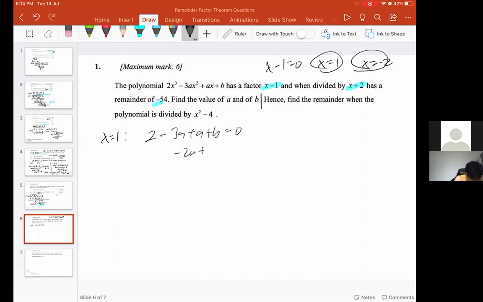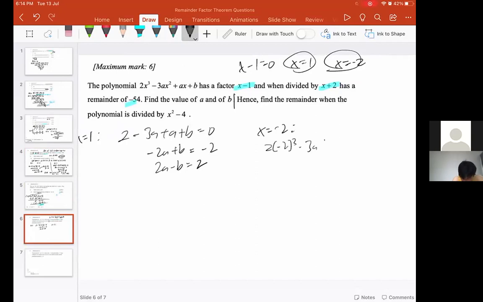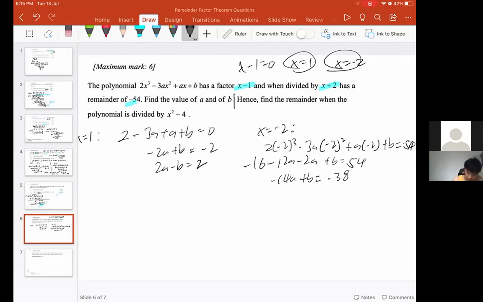So minus 2a plus b equals minus 2. 2a minus b equals 2. Simple algebraic manipulation. We have x equals minus 2, where we have 2 times minus 2 cubed minus 3a minus 2 squared plus a times minus 2 plus b equals minus 54. From there, we can simply expand everything out, where we have minus 14a plus b equals minus 38, which we can then solve by doing an addition.